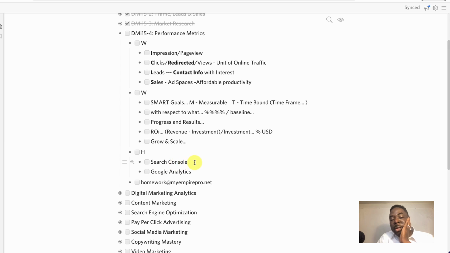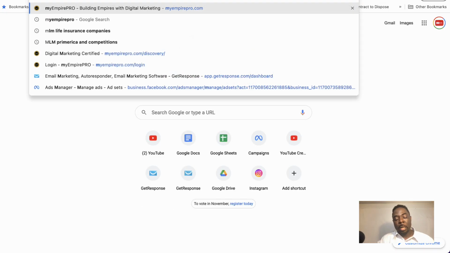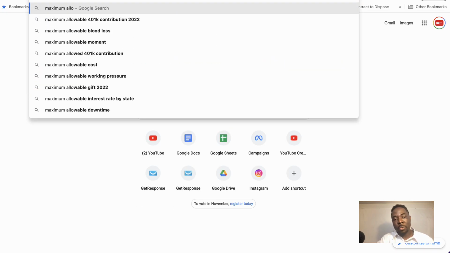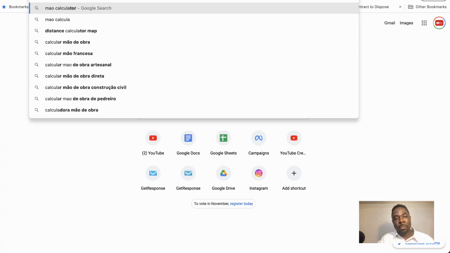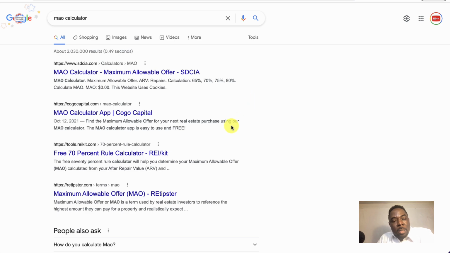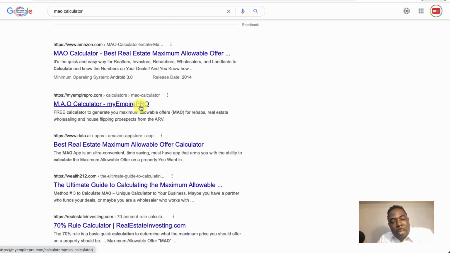Search Console is particularly to measure how much traffic search engines are sending to you, particularly Google, right? So it's called the Search Console. So every time I search for, let's say, maximum allowable MAO calculator, MAO calculator, if I click that, if I go through here, go through here, go through here, I can see we're ranking here.